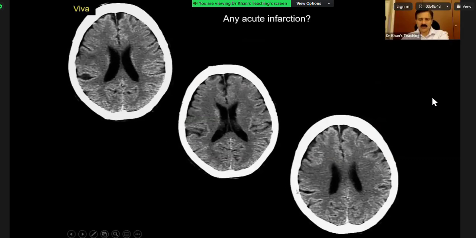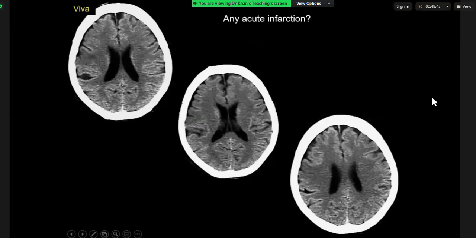Okay. Can you describe it on this slice where I am pointing out? Sure. So there is an area of low density extending out to the cortex in the right frontotemporal region with loss of the gray-white matter differentiation and some minimal sulcal effacement.